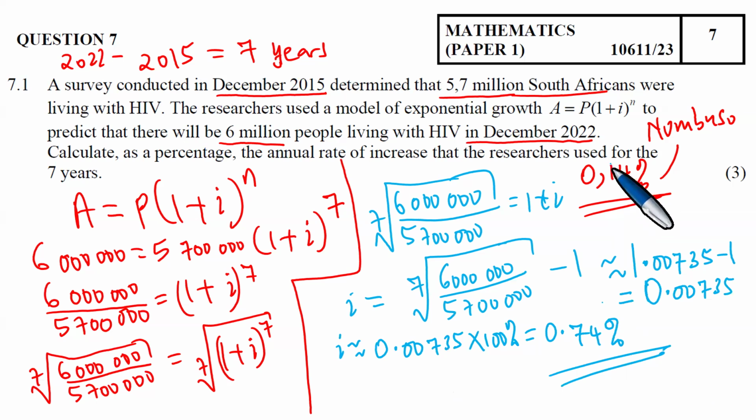So Nombuso was pretty close, but is this 1 or 7, Nombuso? Because the answer is 0.74%. Say it was 0.14. So now I saw my mistake.